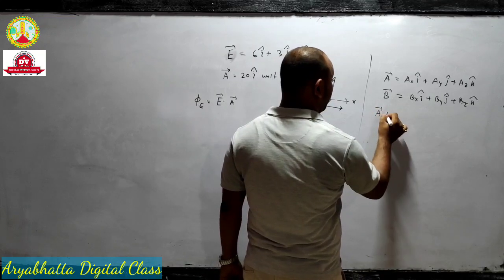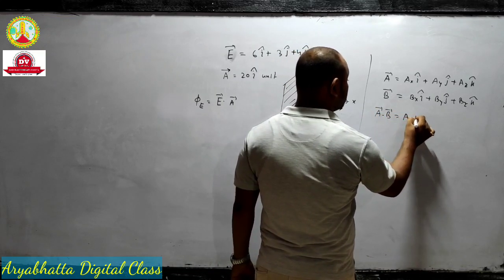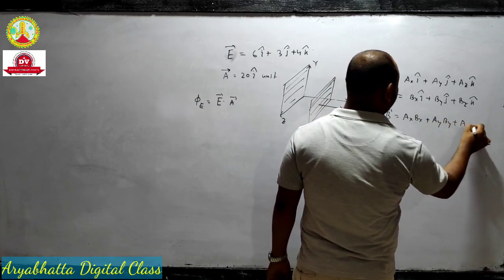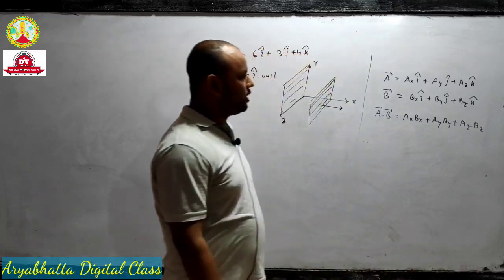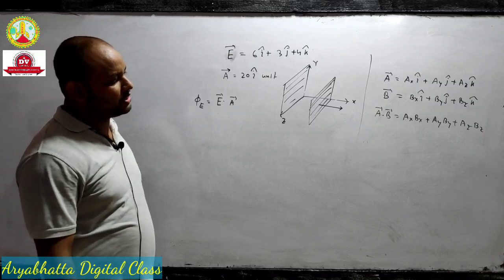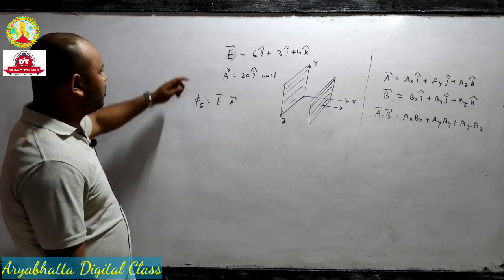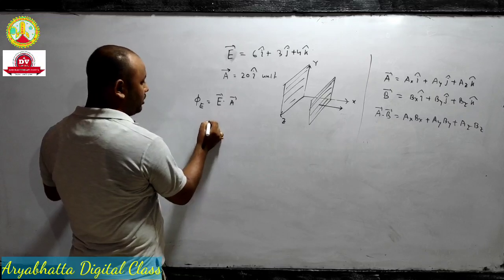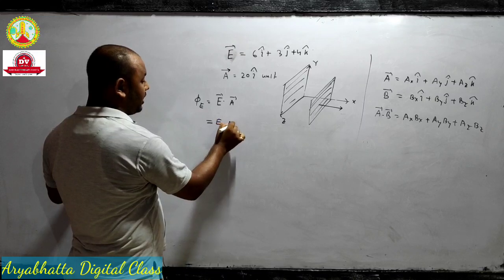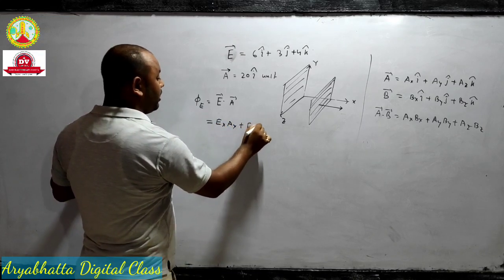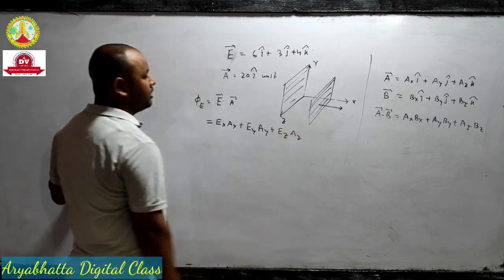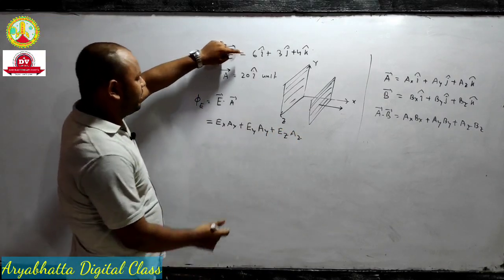Then the dot product of a and b will be how much? It will be ax bx plus ay by plus az bz. Similarly here also, what is the value? It is the dot product of the e vector and the a vector. It will be ex ax plus ey ay plus ez az.